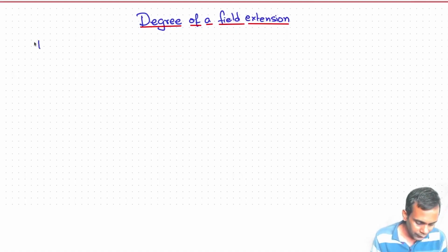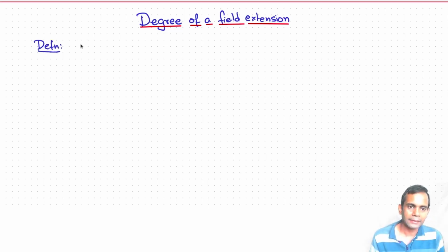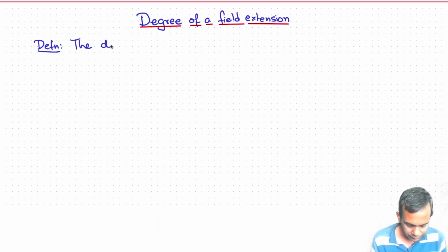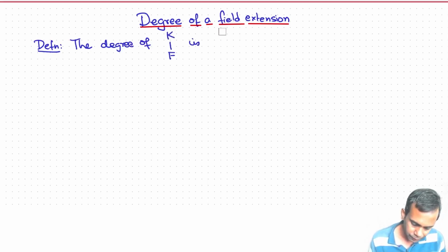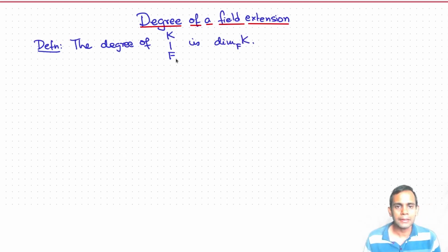We define the degree of a field extension as the dimension of the larger field as a vector space over the smaller field. So the degree of an extension K over F is the dimension of K over F. F is a subring of K, and therefore K becomes an F-module. In this case, F is a field, so K is a vector space over F. It makes perfect sense to talk about the dimension of K over F.